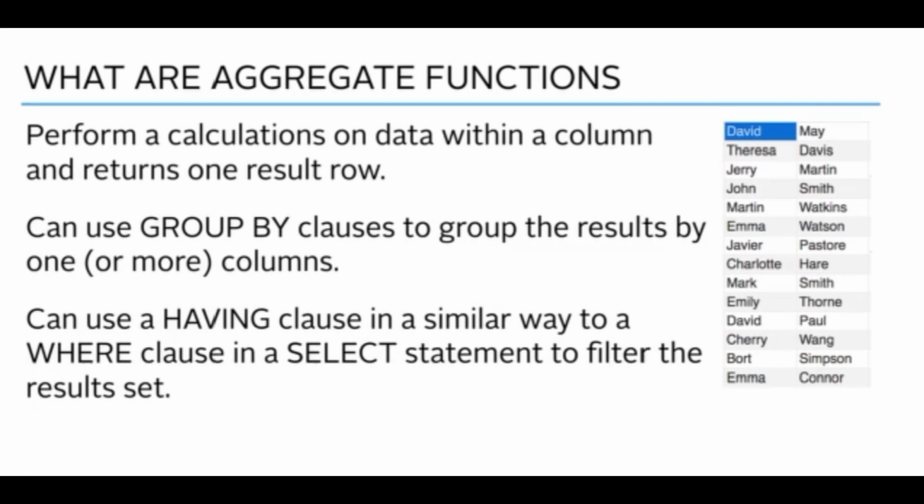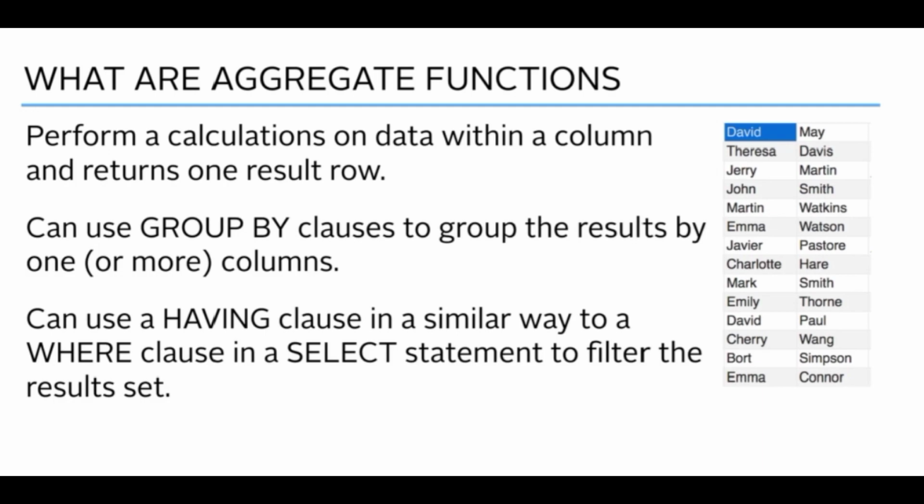So for example, let's say we were to perform the count aggregate function on this last name column, then it's going to count the number of rows within the last name column, the number of entries in the last name column, and it's going to return one result, so the number of rows in this table. So that's what an aggregate function does. It performs a calculation on a column and it returns just one value.